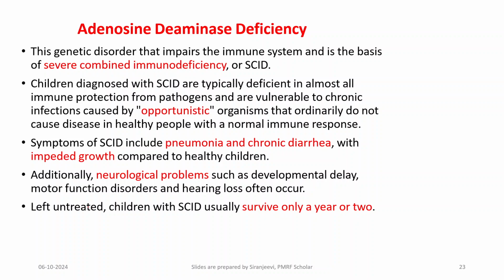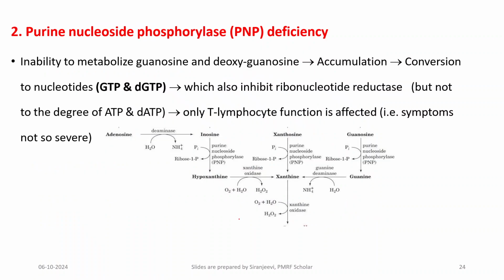So the T cells and the B cells are not there in the body. That leads to other opportunistic diseases like pneumonia, and chronic diarrhea will take place with impeded growth compared to healthy individuals. And additionally, neurological problems also take place, such as developmental delay, motor function disorders, and then hearing loss often occurs. If SCID is not treated in patients or in children, that leads to death, usually the patients survive only a year or two without any kind of medications.